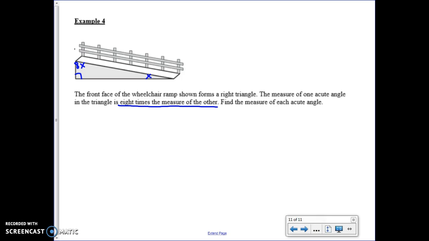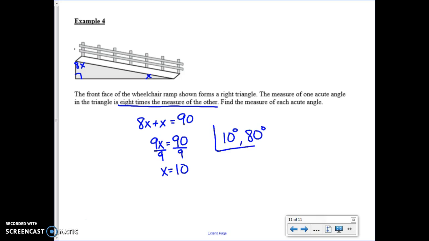Using our new corollary, we know that if we have a right angle, 8x plus x would have to equal 90. So 9x equals 90. We divide by 9. X equals 10. So one of our angles is 10 degrees. The other angle is 8x. 8 times 10 gives us 80 degrees. So we get 90 degrees there, and then we have our 90-degree angle to give us a total of 180.